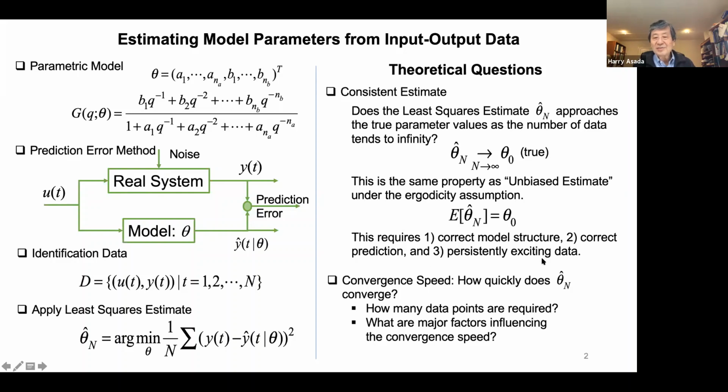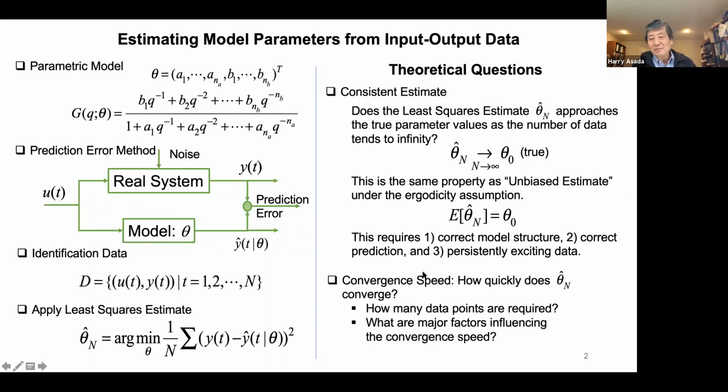Also, persistently exciting data is needed, because if u(t) is not exciting the system enough, you have no chance to get this consistent estimate. Now, the second question, which is a little more on the practical side, is the convergence speed. Even though you are guaranteed to reach the true value as n tends to infinity, no one has the infinite resource to do that. So n must be finite, right? So how finite is finite?